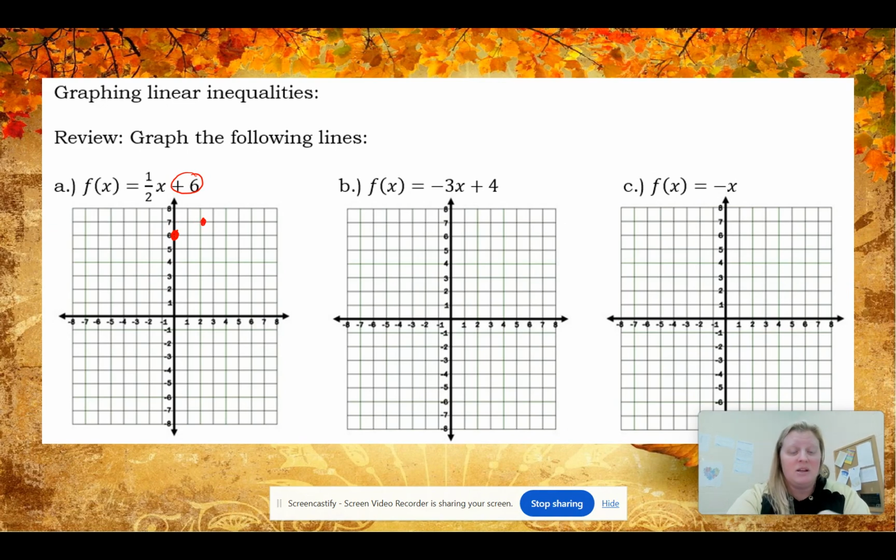The other way you could do that is you could just reverse both directions. You could go down 1, but then to the left 2. So if you're going to reverse one direction, you have to reverse both of them. And then you just draw a line straight up, just like that.